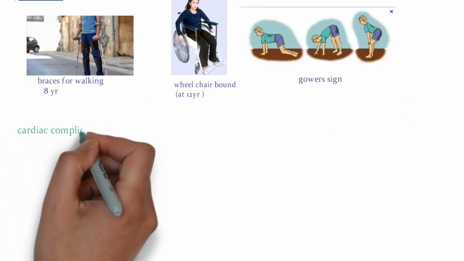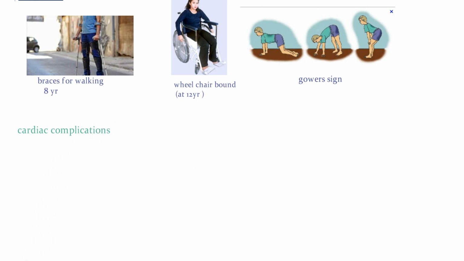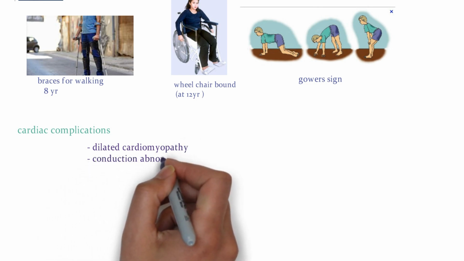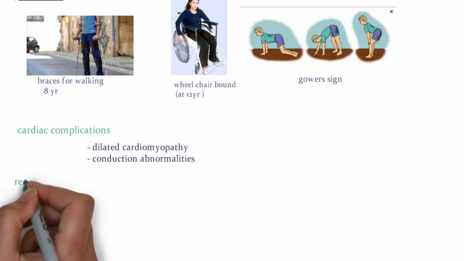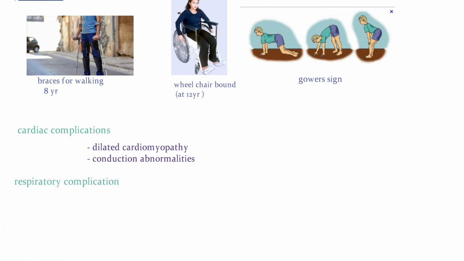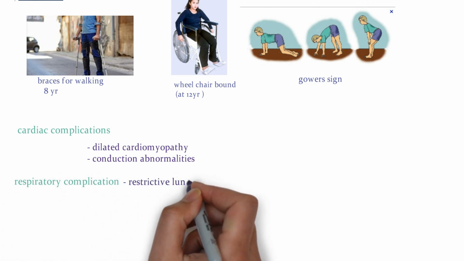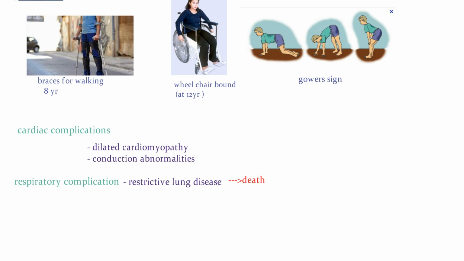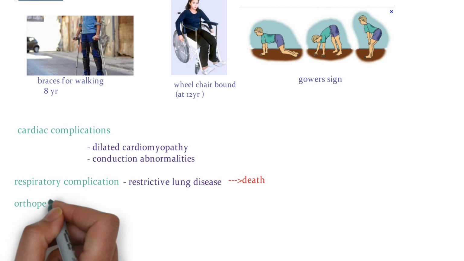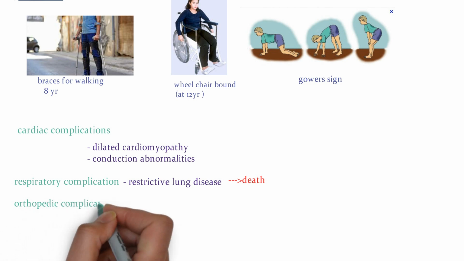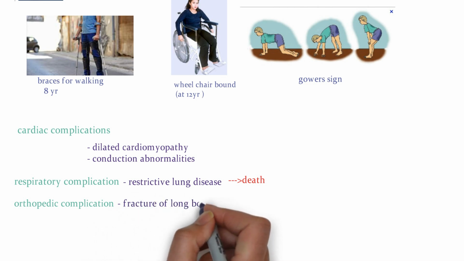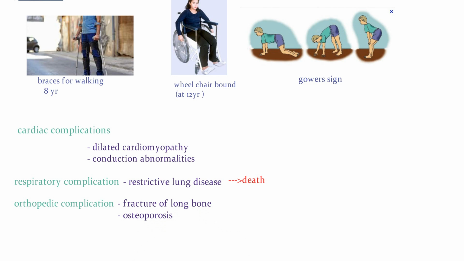Now, the next complications are cardiac complications. In cardiac complications, there may be dilated cardiomyopathy or there can be conduction abnormalities. In respiratory complications, there can be restrictive lung disease, and this restrictive lung disease is the most common cause of death. So remember that due to the restrictive lung disease, there may be death. Now, next is orthopedic complications. So there can be fracture of bone or there may be osteoporosis in Duchenne muscular dystrophy.